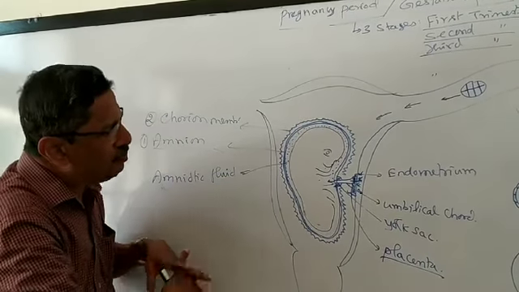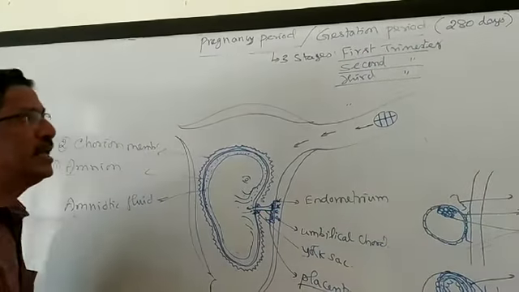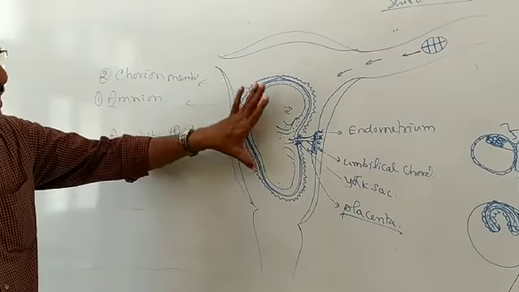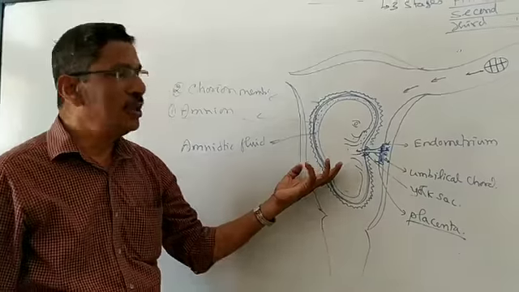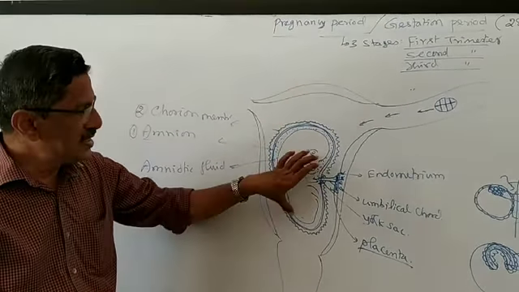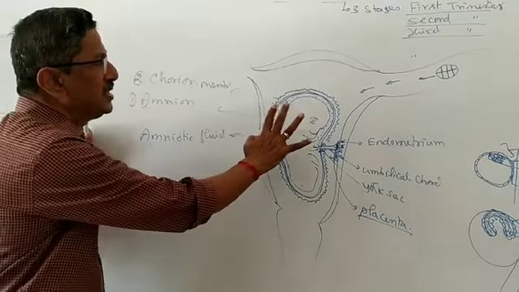Once the fetus is completely enlarged, the pregnancy period will be over. 280 days will be over. After the 280 days, the fetus is ready for delivery. After 280 days only we can call this a baby. Till then it is called a fetus. Okay, the fetus is completely grown, all the organs are developed, everything is over. Now the fetus is ready.